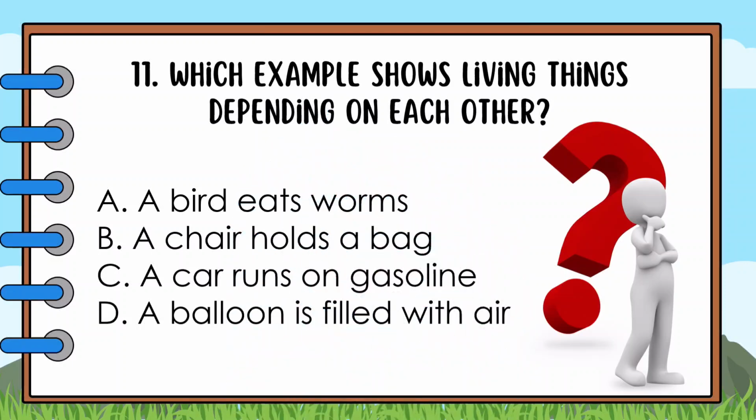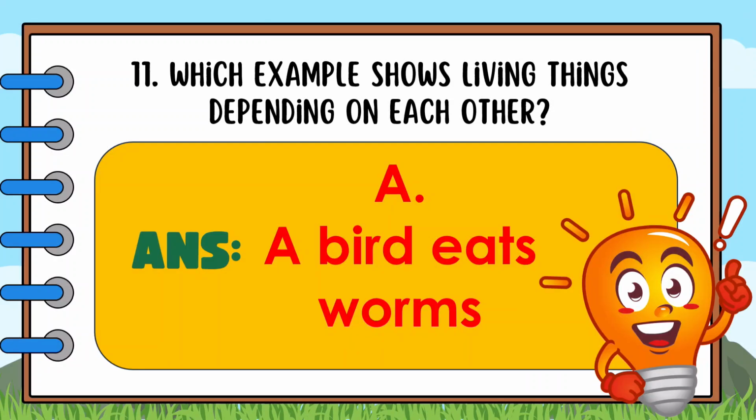Which example shows living things depending on each other? A. A bird eats worms. B. A chair holds a bag. C. A car runs on gasoline. Or D. A balloon is filled with air. The answer is A. A bird eats worms.